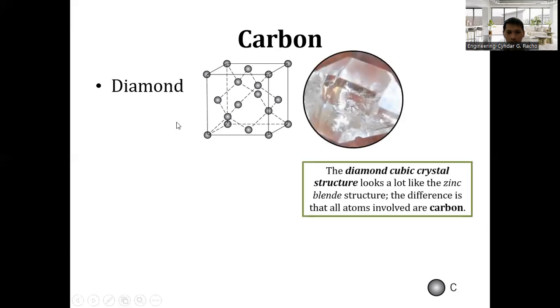This is the structure of a diamond. A diamond is a cubic crystal structure. It looks a lot like the zinc blende structure that we presented earlier. The difference is that all atoms involved here are carbons. There are no other elements here. So this is the diamond crystal structure.